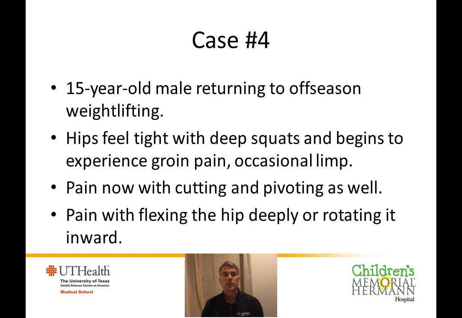All right, case number 4. 15-year-old male returning to off-season weightlifting. Hips feel tight with deep squats, begin to experience groin pain, and occasionally will limp. Worse with the deep squatting, pain now with cutting and pivoting as he's getting back to his exercises and his activities. And he has pain with flexing the hip deeply or rotating it inward.